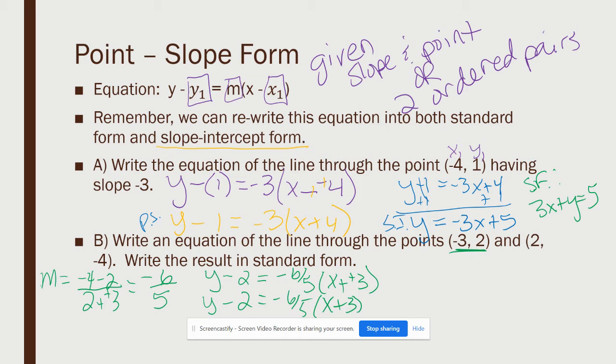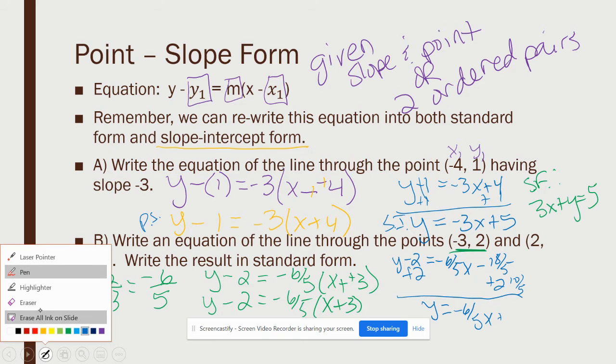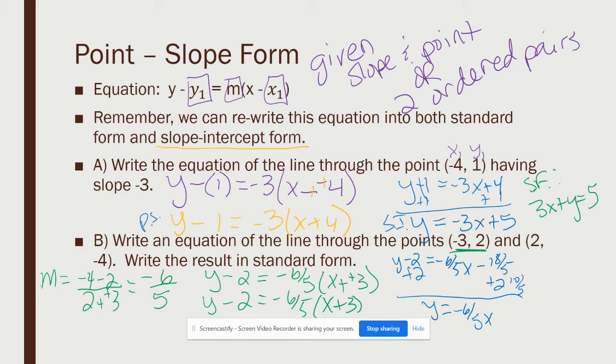Slope-intercept form, we'd have to distribute that negative 6/5 and then add 2 to its like term. And 2 would be 10/5. So we get y is equal to negative 6/5 x minus 8/5.